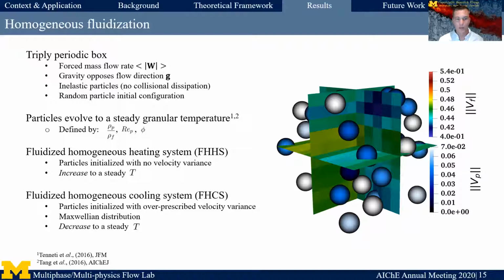By contrast, we have the fluidized homogeneous cooling system, which is the exact opposite. We have an overprescribed granular temperature, and then eventually it cools down to our steady granular temperature. And we'll initialize this system with the Maxwellian velocity distribution.